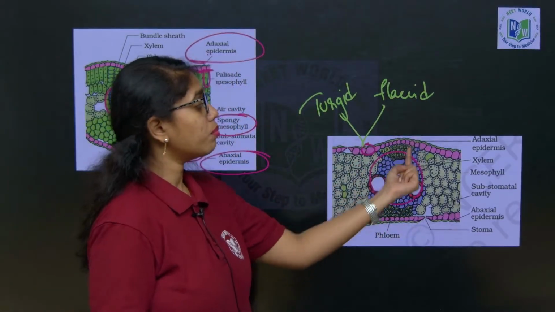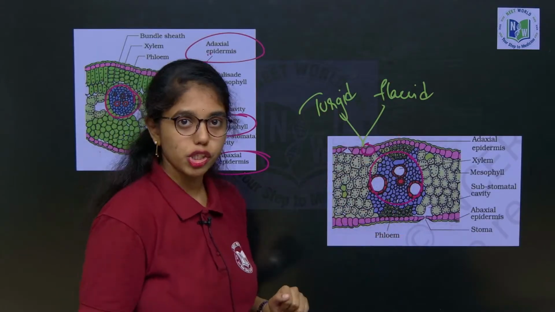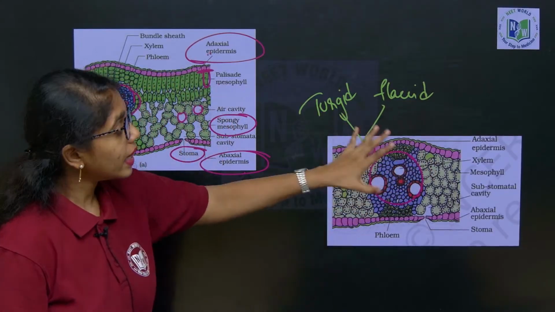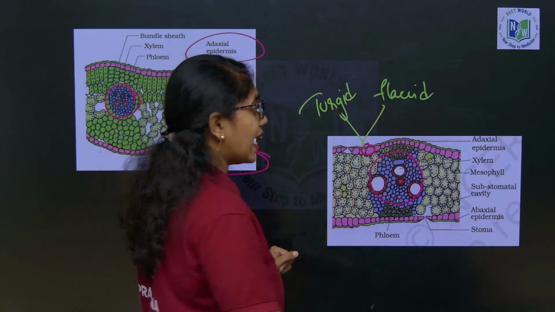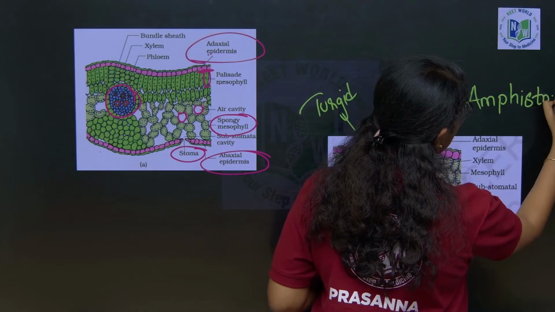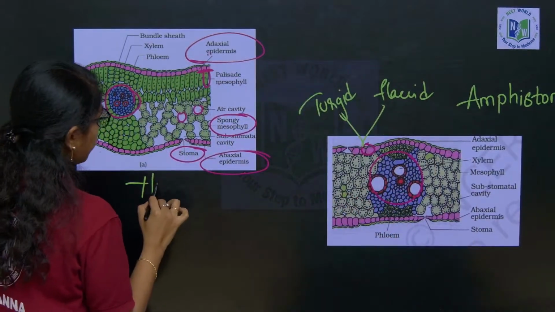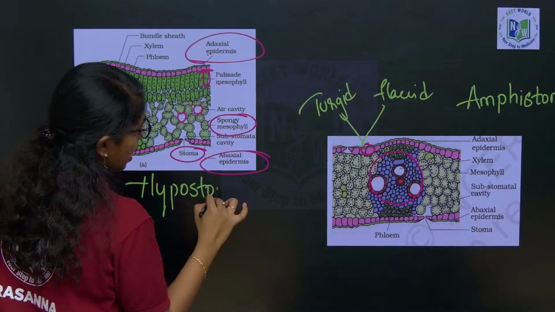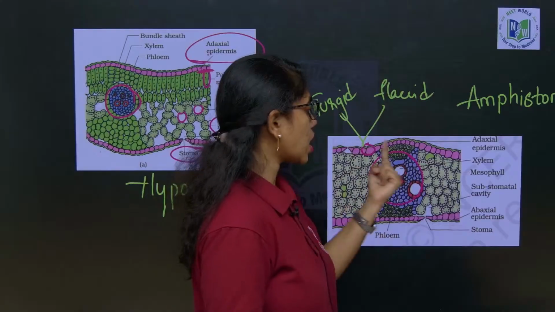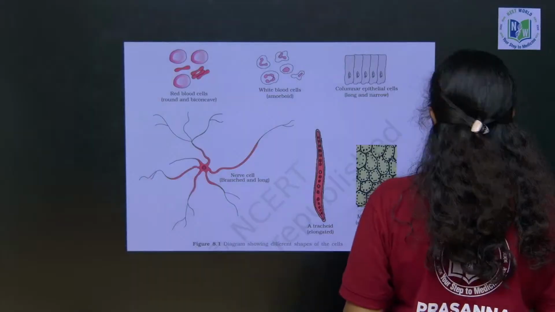Here you can clearly observe equal distribution of stomata on both the upper and lower surface of the leaf. That is why it is an isobilateral leaf. This type of arrangement of stomata is called amphistomatic. It is called what? Amphistomatic. And here this type is called hypostomatic. Here also you can see bundle sheath cells surrounding the vascular bundles. They go up to the adaxial and abaxial epidermis.